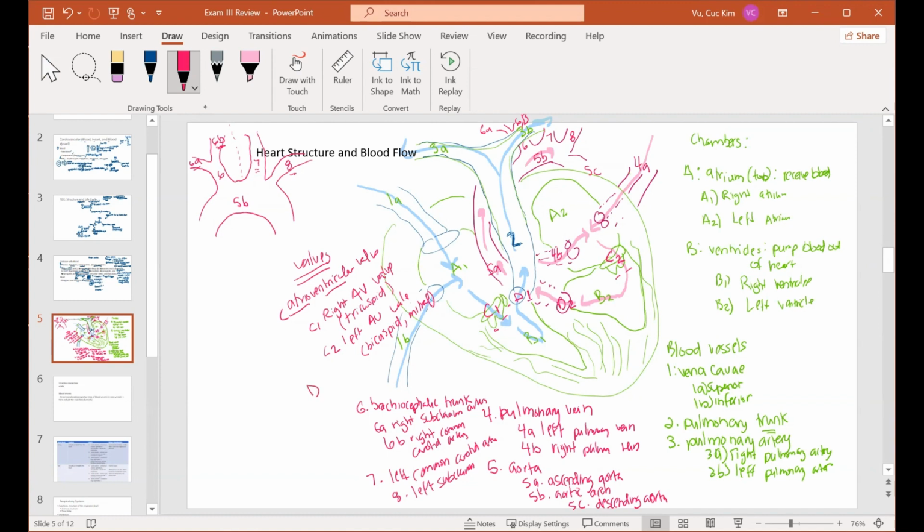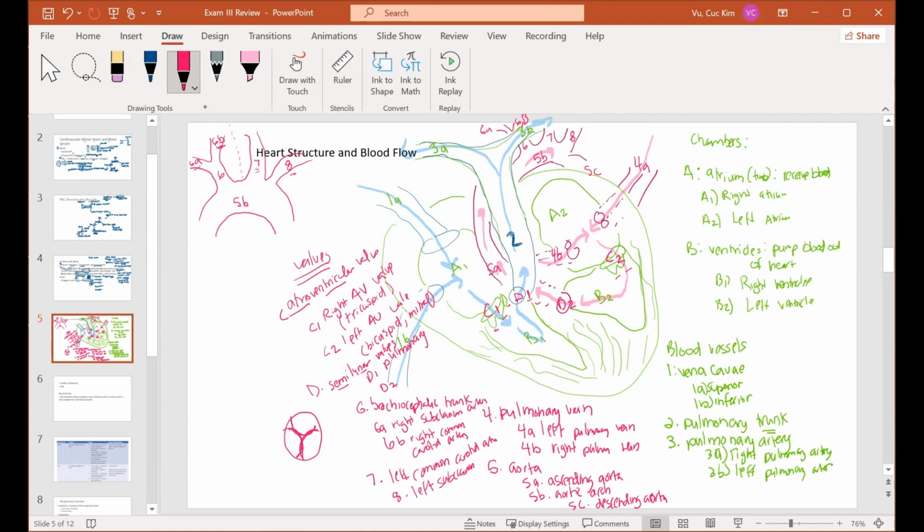The second type of valve is D. Now D is called the semilunar valves. The semilunar valves look like half moons. So they look like this. They don't have flaps. They just have these half moons. And that's why they're called the semilunar valves. Okay, D1, D2. So D1, because it's going to the lungs, is called the pulmonary valve.